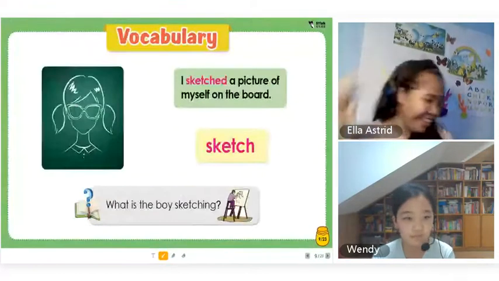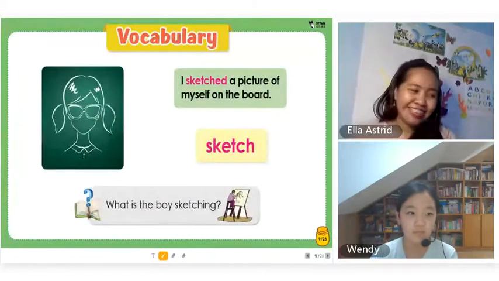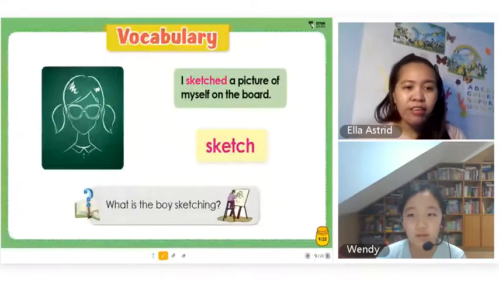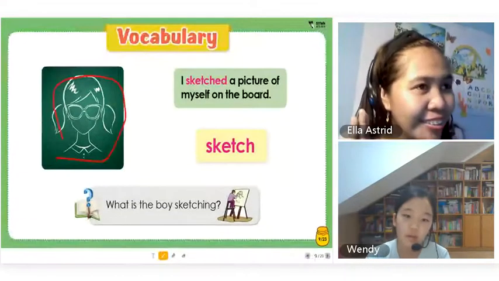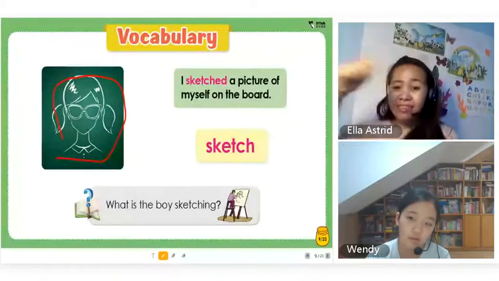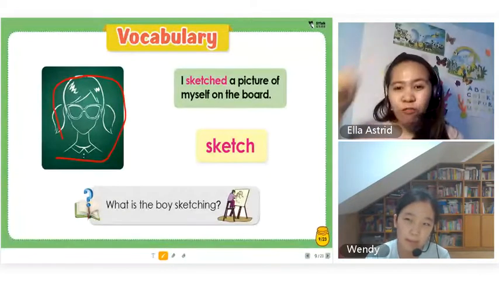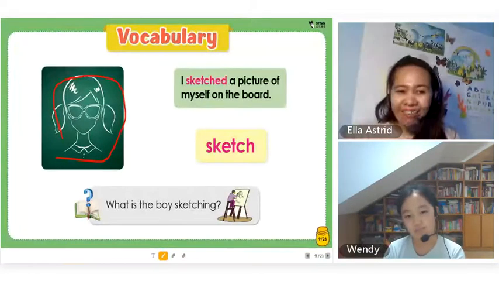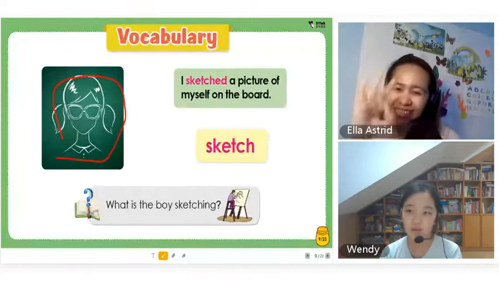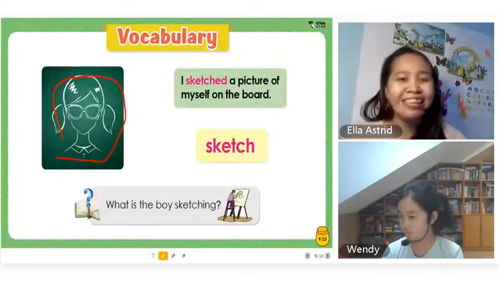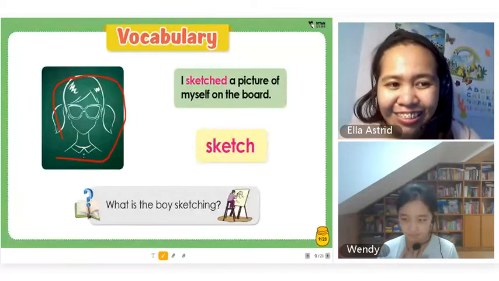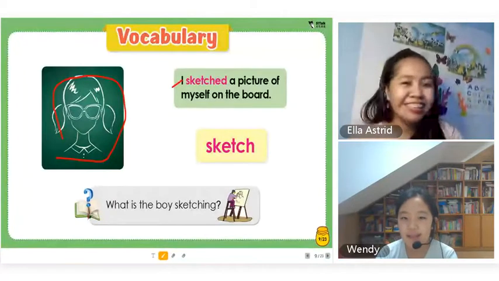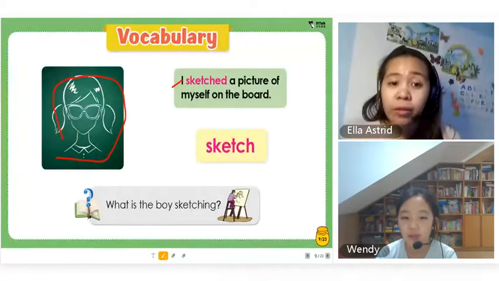Okay, now Wendy, let us have another page. Ta-da! Okay, look, Wendy, what is that? Look at this one. It's a girl, and she is a sketch. Okay, the girl is being sketched. Okay, so let's say the word sketch three times. Sketch, sketch, sketch. Very good. So let's read it. I sketched a picture of myself on the board.